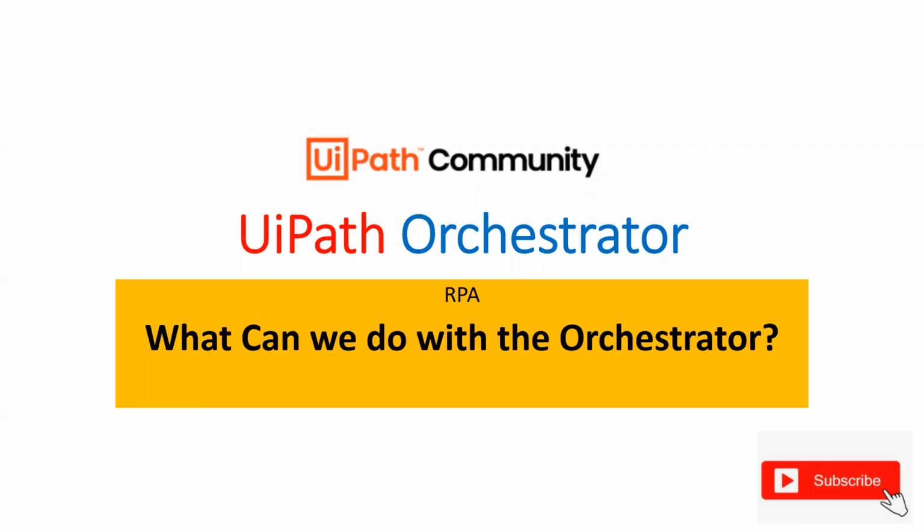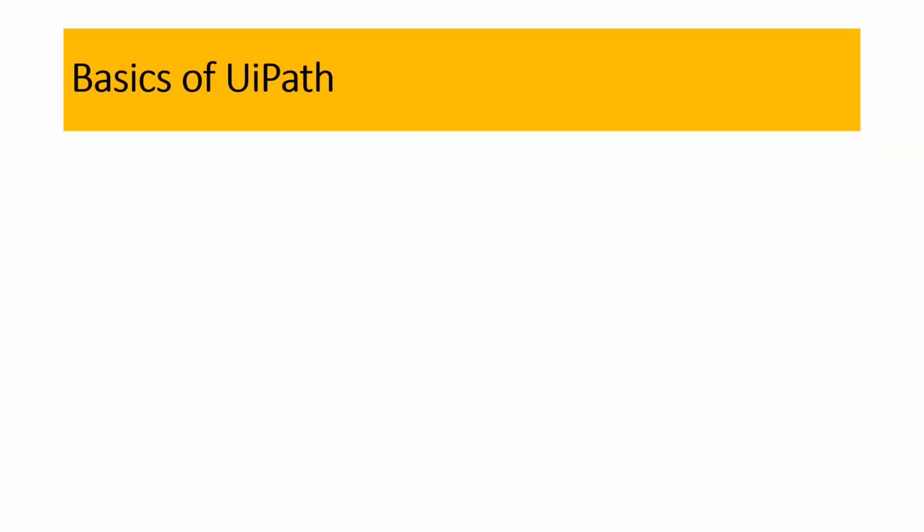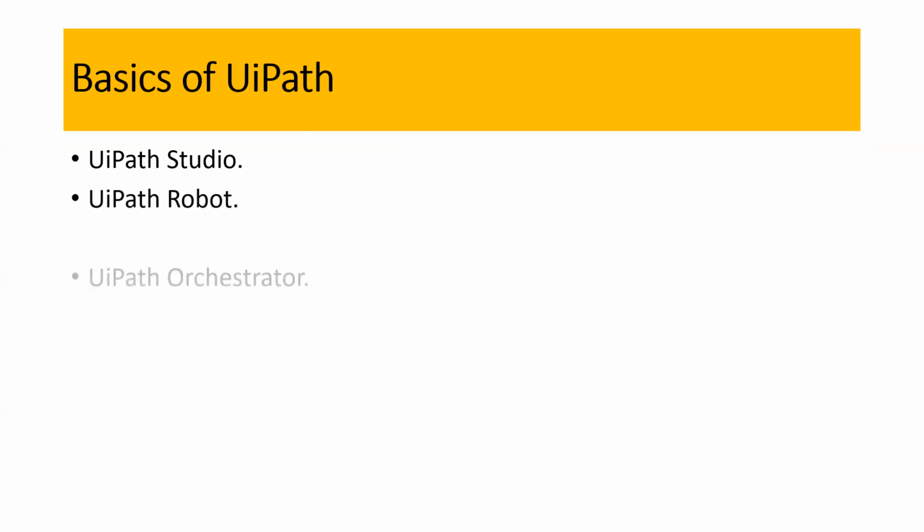In today's session, I'm going to discuss with you what is UiPath, what is UiPath Robot, what is Orchestrator, and also what can we do with this Orchestrator. There are three basic concepts in UiPath: UiPath Studio, UiPath Robot, and UiPath Orchestrator.